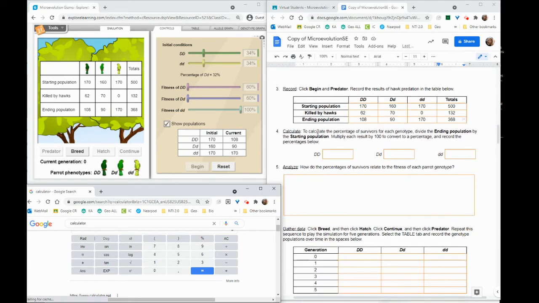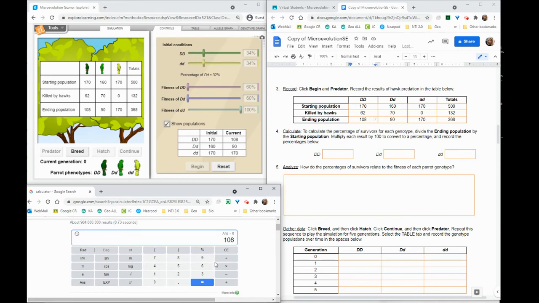Once you have your table filled in, we need to calculate the percentage of survivors for each genotype. To do that, we're going to divide the ending population by the starting population and then multiply our result by 100 to convert to a percentage. Now, your numbers are going to be slightly different than mine, so you want to use your numbers. For me, my ending population for the big D genotype was 108. And I need to divide that by my starting population, which was 170. And then I need to multiply that by 100.